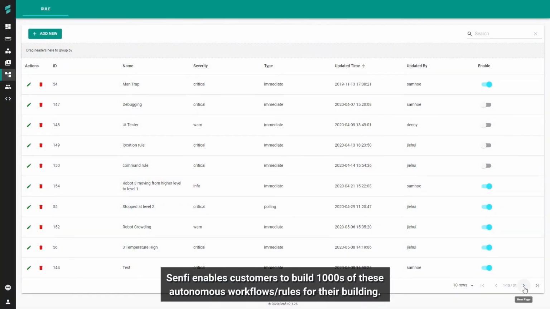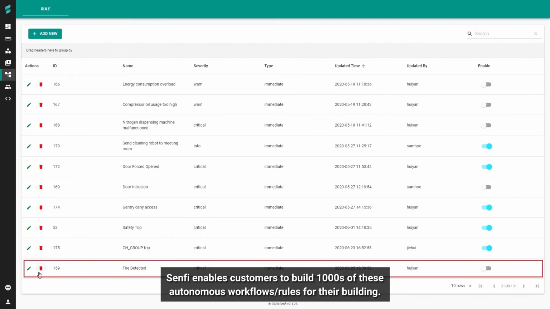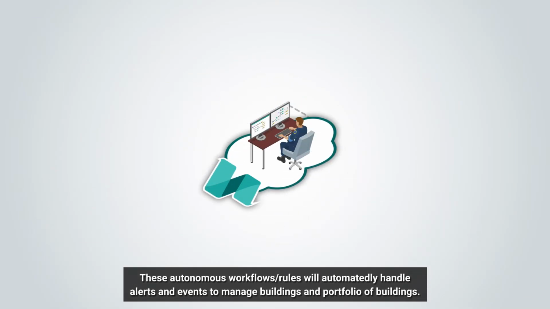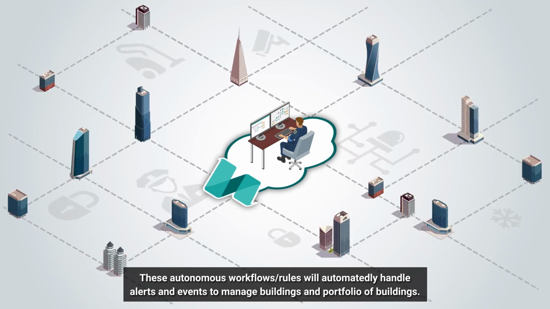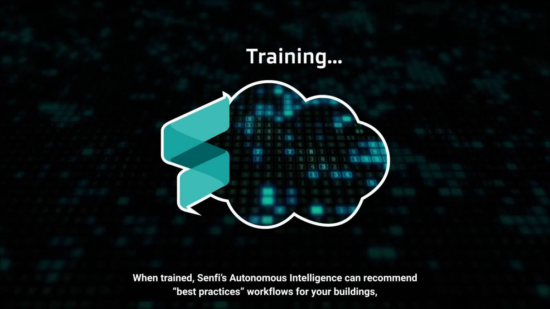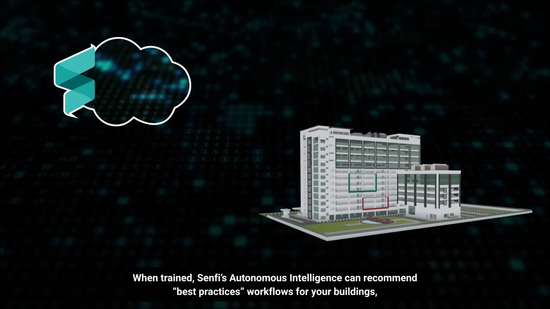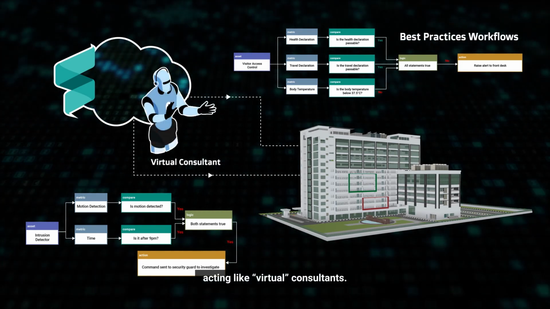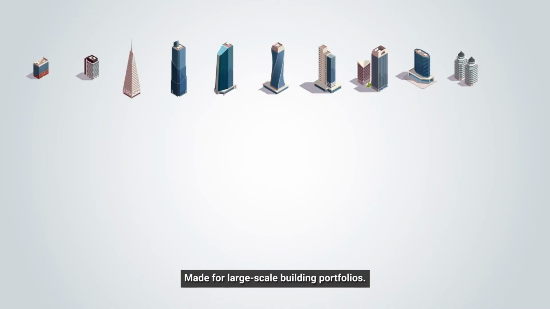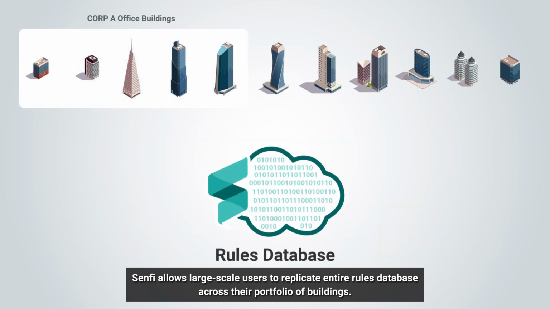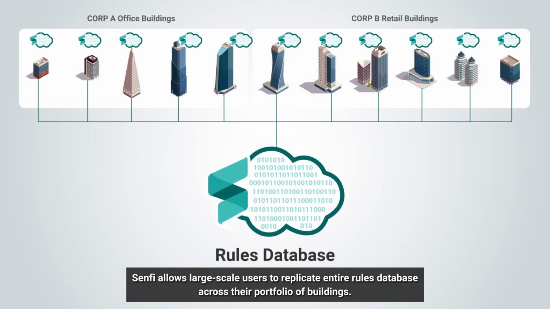Senfi enables customers to build thousands of these autonomous workflows or rules for their building. These autonomous workflows or rules will automatically handle alerts and events to manage buildings and portfolios of buildings. When trained, Senfi's autonomous intelligence can recommend best practice workflows for your buildings, acting like virtual consultants. Made for large-scale building portfolios, Senfi allows large-scale users to replicate entire rules databases across their portfolio of buildings.